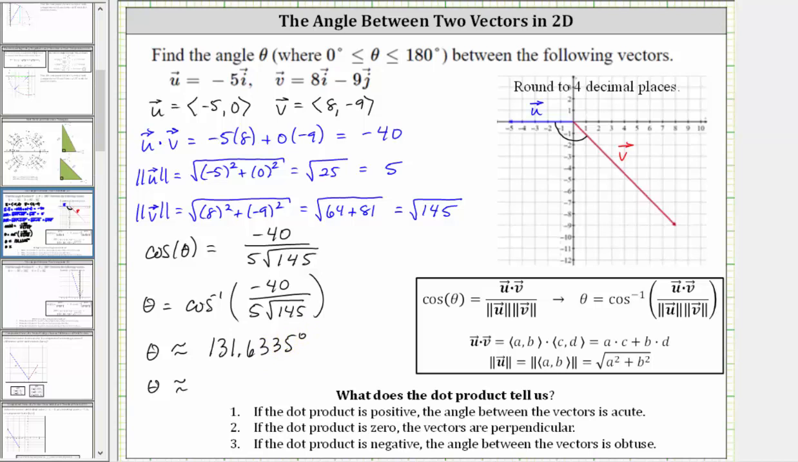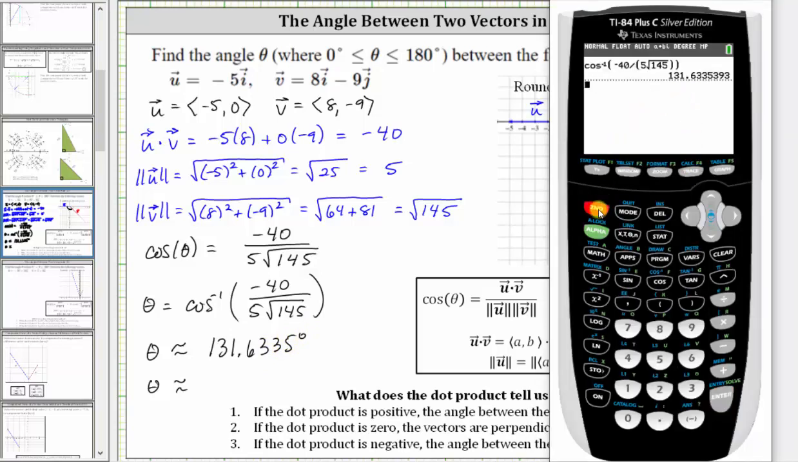However, to make the entry a little bit easier, what we can do on this calculator is press second cosine for inverse cosine, and then if we press alpha y equals and select this first option, notice how it brings up this fraction format. Using this, we don't have to worry about putting 5 square root 145 in parentheses. We can simply enter -40, right arrow, and then enter 5 square root 145, right arrow, close parenthesis, and enter. And of course we get the same result. So this format can be a little bit easier to use at times.